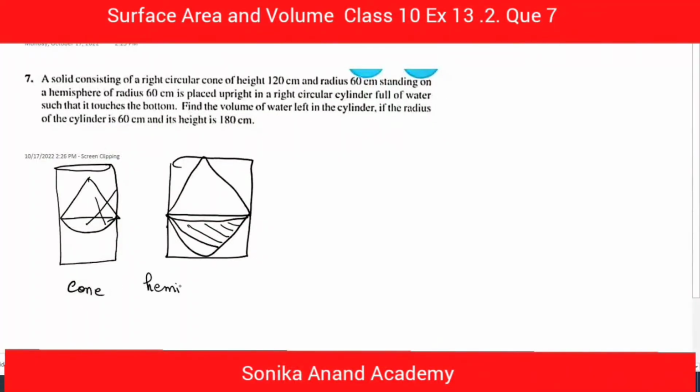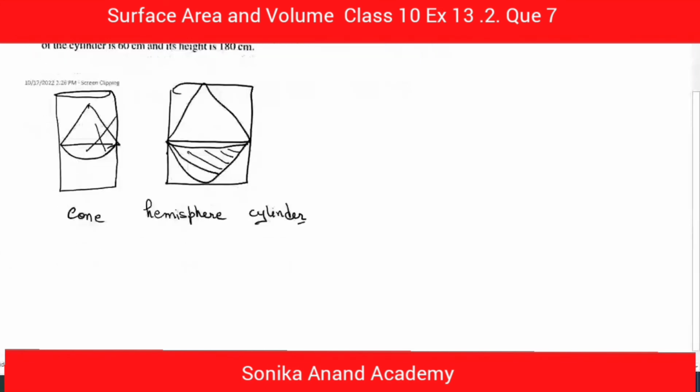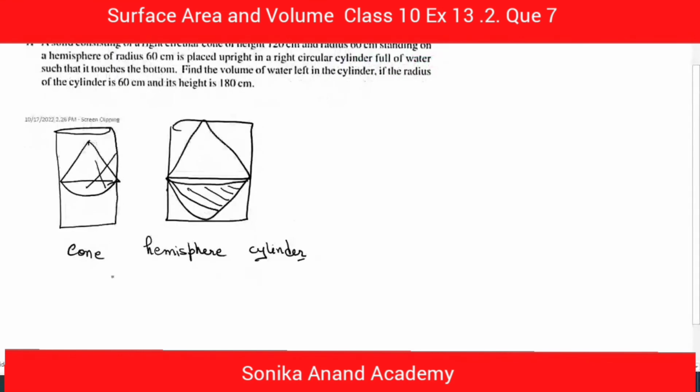Cylinder, hemisphere, cone, hemisphere and cylinder. That means all of the three formulas are used over here. Now, solid consisting of a right circular cone of height 120 centimeter. Now for the cone we have the height 120 centimeter. See how I am analyzing the questions. In the board examinations the data may change, the question may change, and you must know how to deal with the questions. Only then you are able to solve.